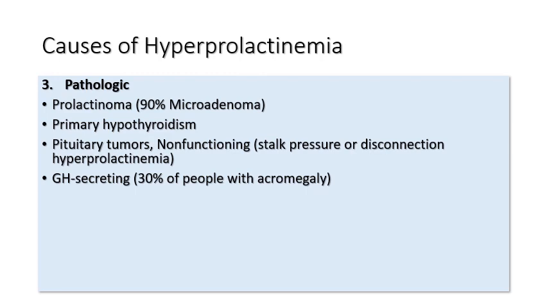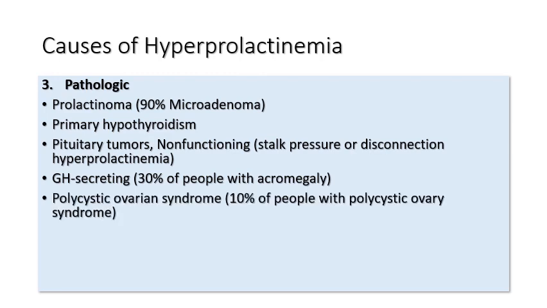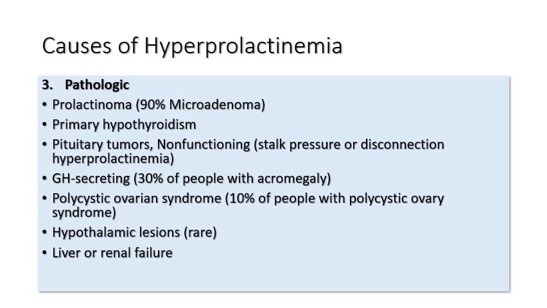Sometimes growth hormone-secreting adenomas co-secrete prolactin, and this has been found in 30% of people with acromegaly. Polycystic ovary syndrome is also associated with hyperprolactinemia, as are, rarely, hypothalamic lesions. Hyperprolactinemia has also been found in patients with chronic liver or renal disease. Chest wall stimulation, just like breast examination, such as post-herpes zoster, also stimulates hyperprolactinemia.